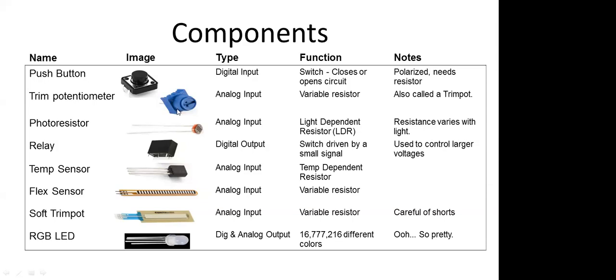This one is a trim potentiometer, trim pot meter. This one is an analog input, so you can read the analog input voltage using this. After that, you can see the LDR, light dependent sensor, over here. We can also call it a trim pot.